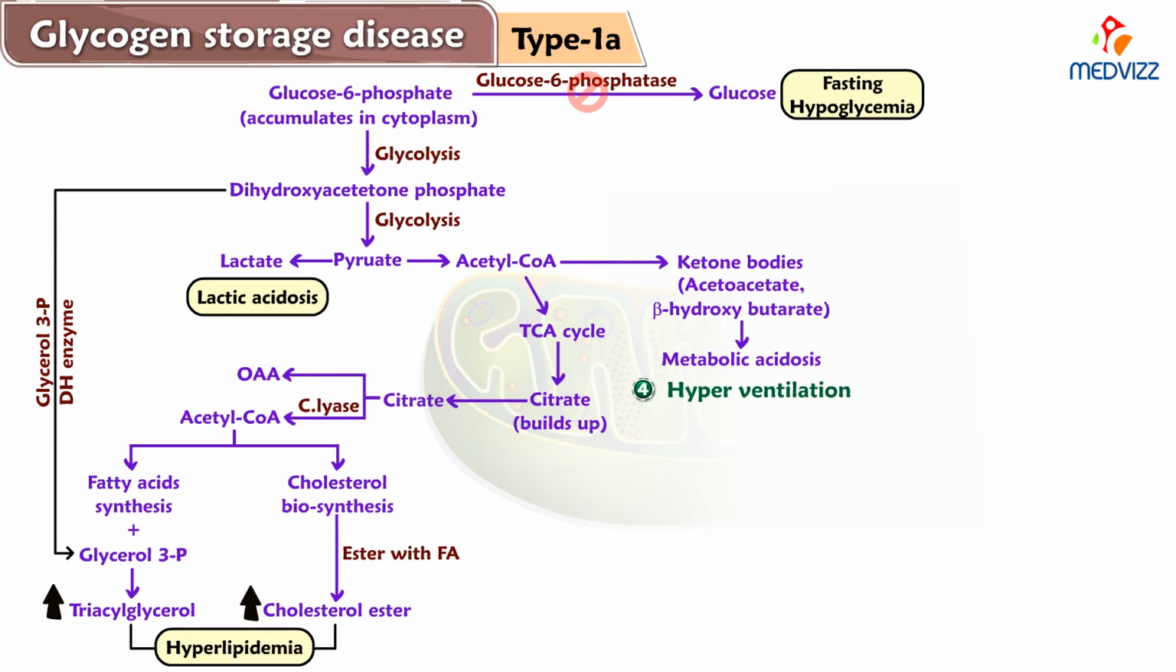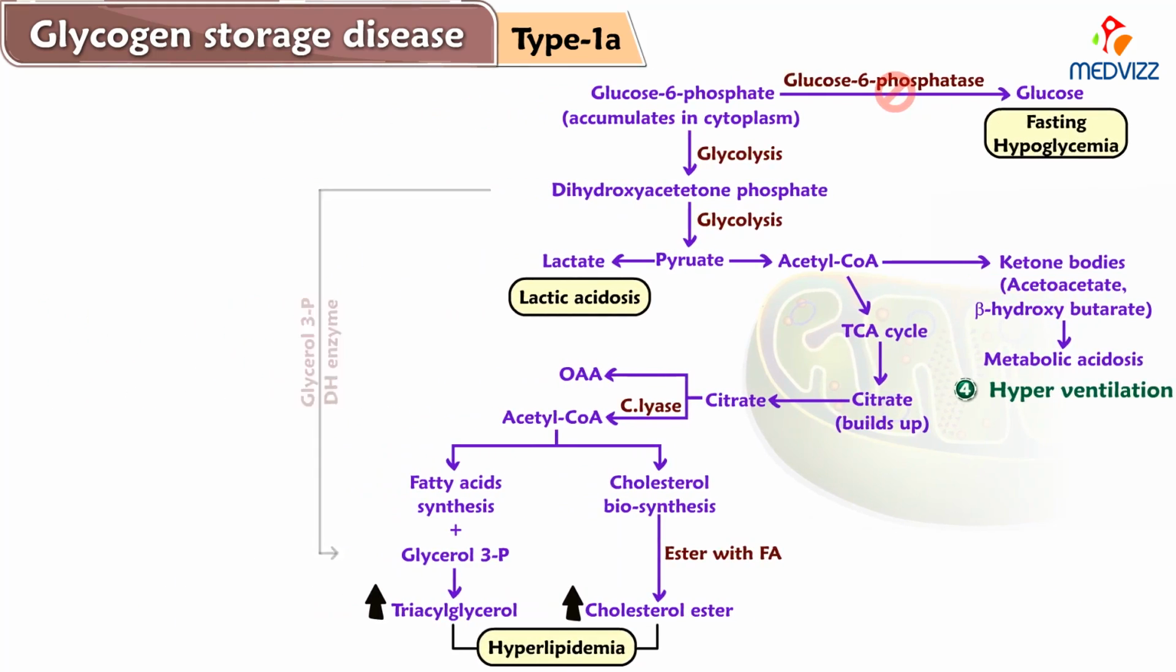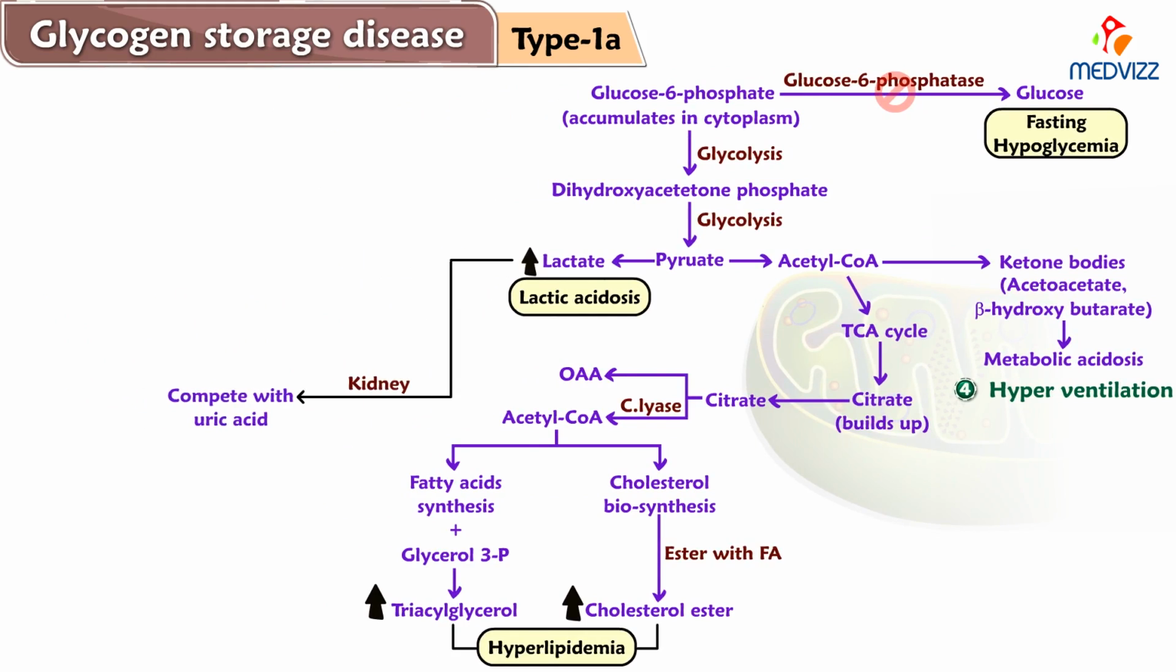Now, since there is lactic acidosis here, lactate is elevated. Note that in the kidney, lactate is going to compete with uric acid to cause hyperuricemia. So there will be a hyperuricemia sign in Von Gierke disease, and the hyperuricemia will give rise to gouty arthritis because uric acid crystallizes in the joint space.